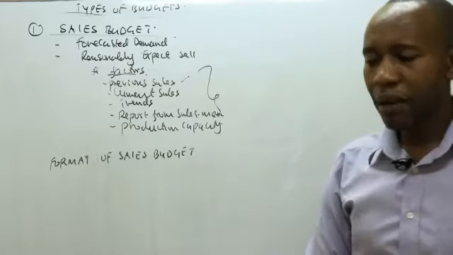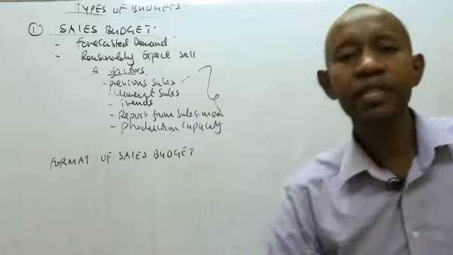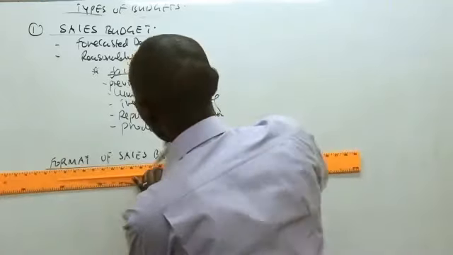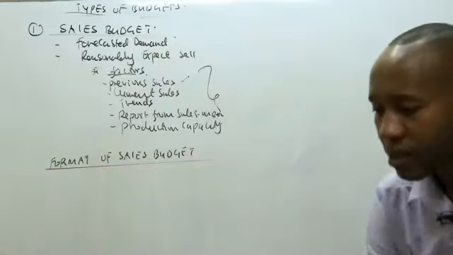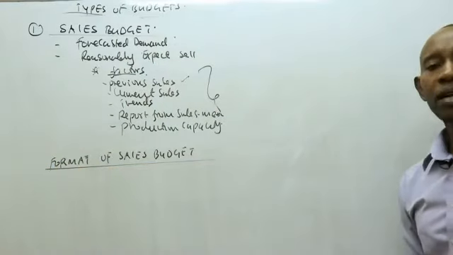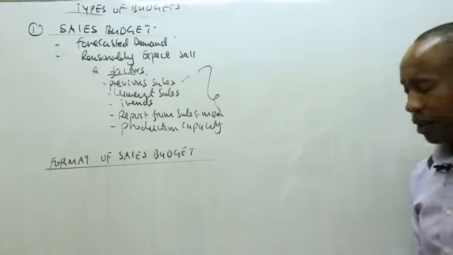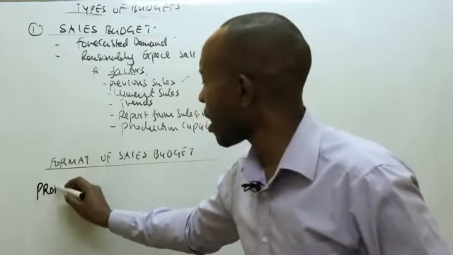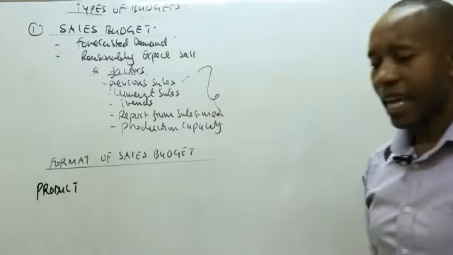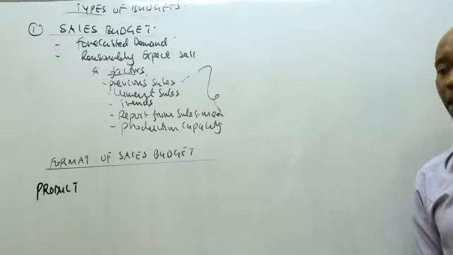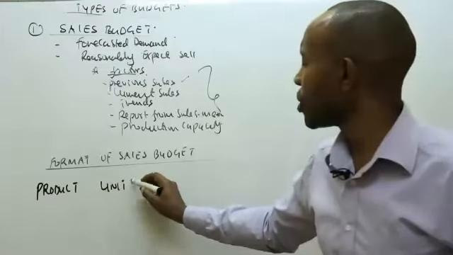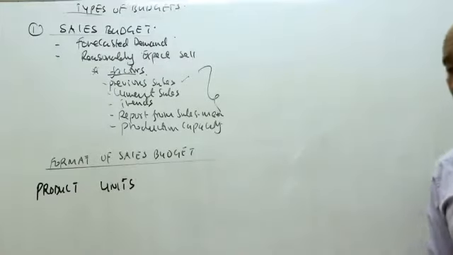Now, if you can remember the format, then it will be very easy for you to write your sales budget. So the format of the sales budget, you want to say, what product am I selling? So I have column one here, and I present the product that we are selling. Then I say, how many units do we reasonably expect to sell? So we have a unit column.